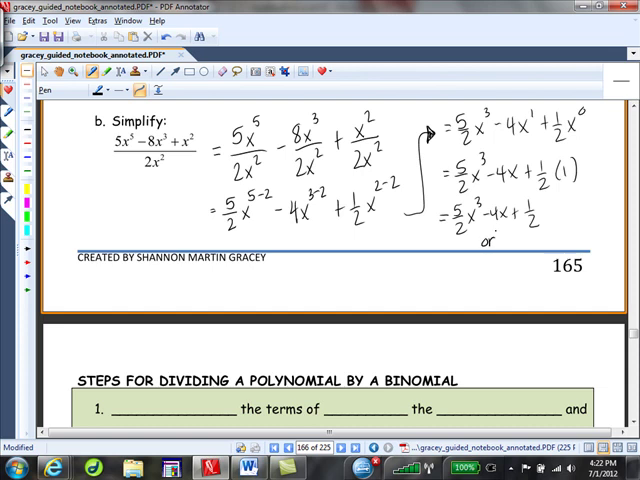Or, again, you can write this as 5x cubed all over 2 minus 4x plus 1 half. Either one of these results is okay with me.